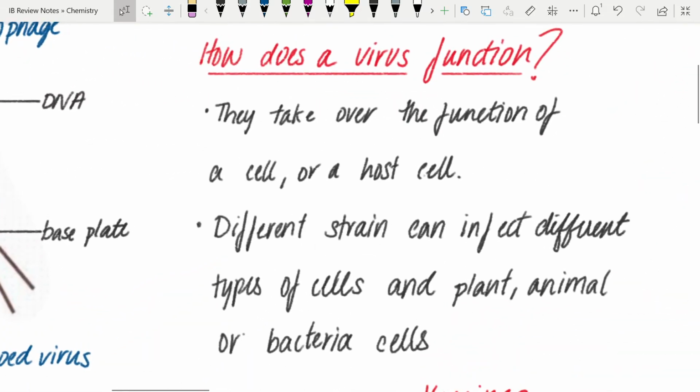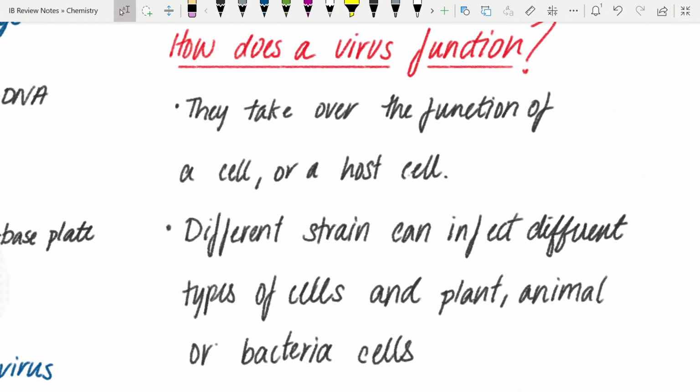So how does a virus function? They take over the function of a cell, or what you can call a host cell. Basically, they hijack your body, and they cannot live without attaching themselves to another living thing, such as a host cell in your body. Different strains of a virus can infect different types of cells in your body and can infect different plants, animals, or even bacteria cells.